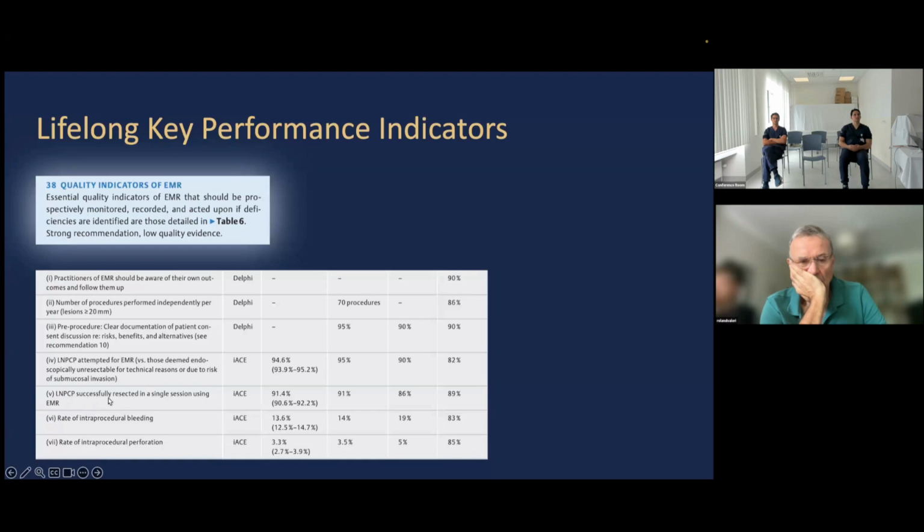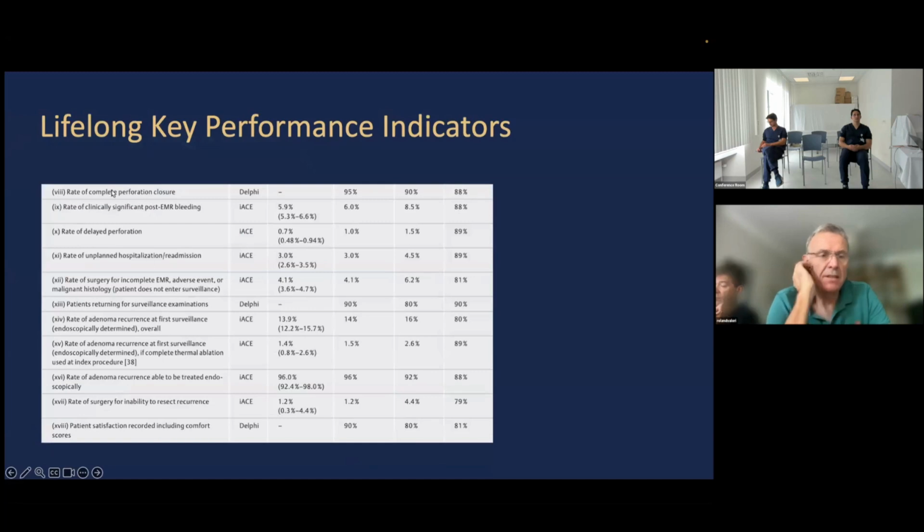Polyps, this is large polyps, all that you successfully resect in one session. So that means you get a polyp, you get it referred, you attempt it, and you complete it endoscopically, right? Not histologically, because this is a piecemeal situation. So endoscopically complete resection, 90% of the polyps that you start. Rate of intraprocedural bleeding, about 14%. Rate of perforation during the procedure, that's deep mural injury score 3, 4 or 5, 3.5%.